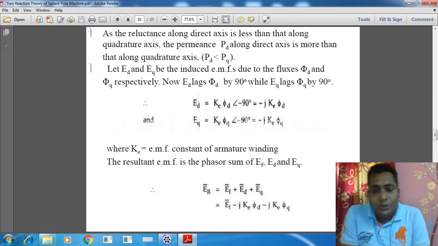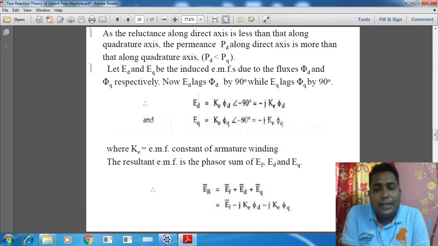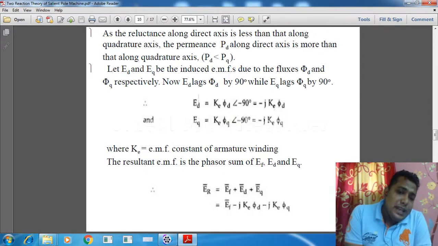minus 90 degrees. If we change that from polar to rectangular format, we can write minus j Ke phi d. Similarly Eq is equal to Ke phi q at an angle minus 90 degrees, which is minus j Ke phi q, where Ke is the EMF constant of the armature winding. Okay, so we can write that.